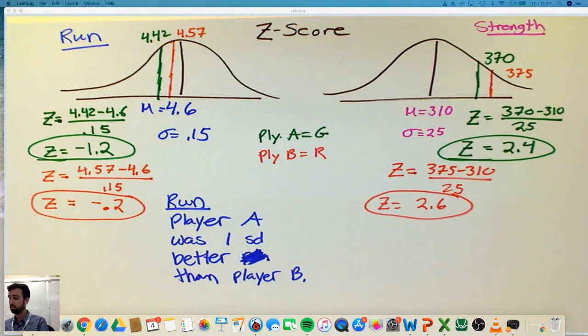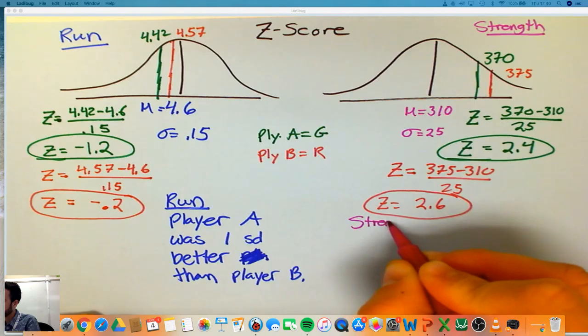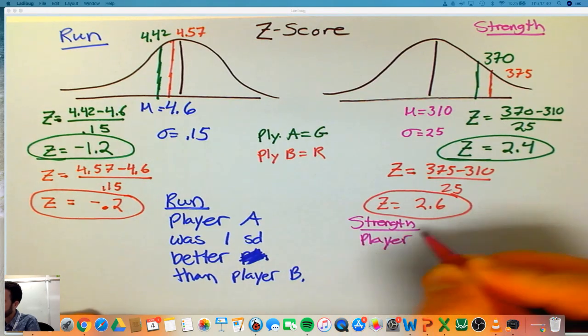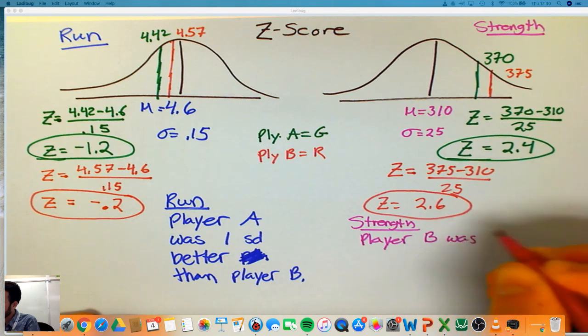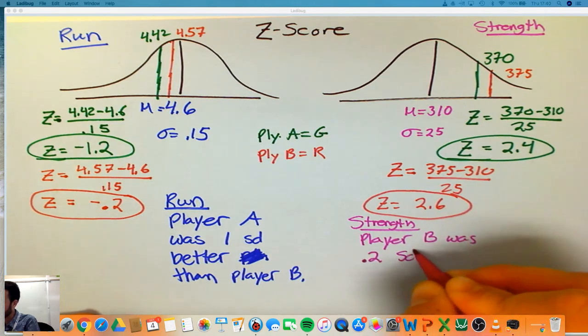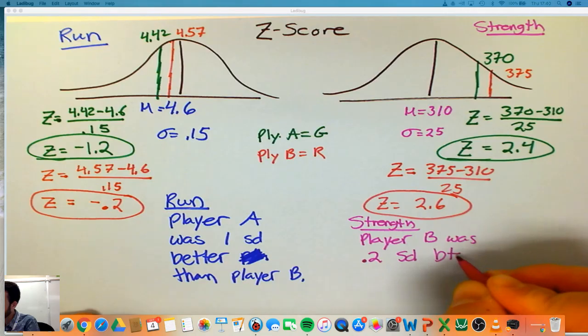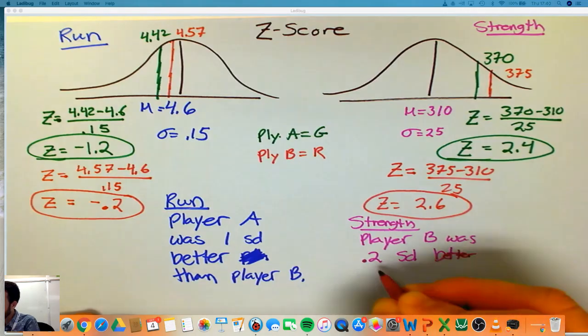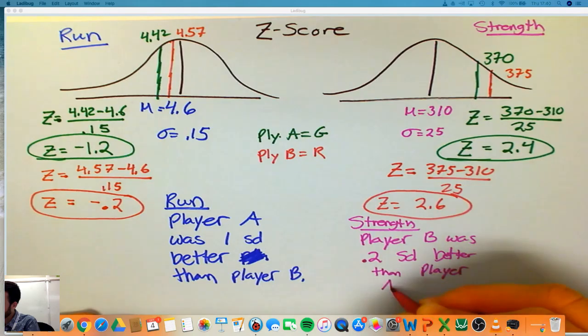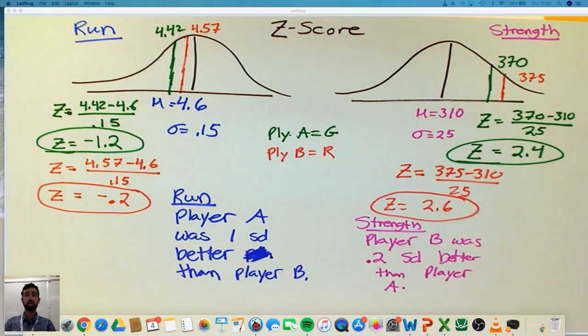Over here, when it came to strength, player B was the better one. But he was only 0.2 standard deviations better than player A. So if we're thinking which player do we want to draft, we probably want to go with player A.